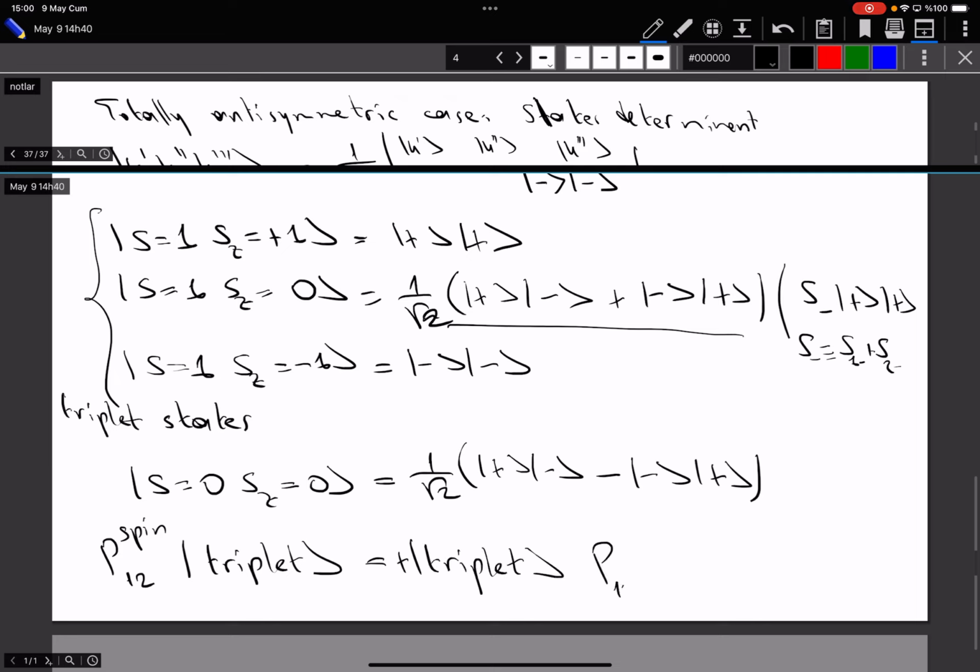And then the same exchange operator acting on the singlet state. You see, if you exchange plus with minus and minus with plus, the first term becomes the second term and the second term becomes the first term. Due to the relative minus sign in between, this is anti-symmetric.